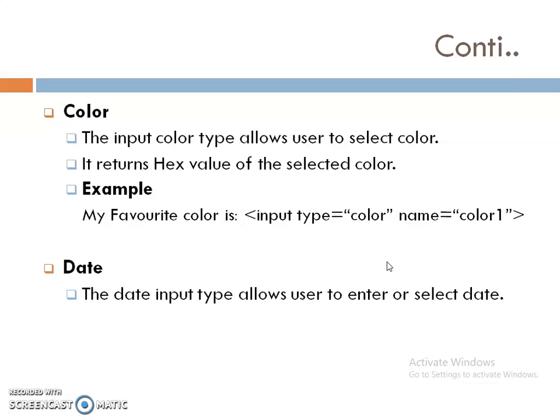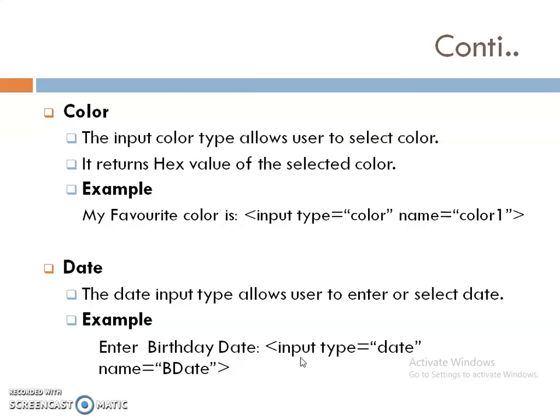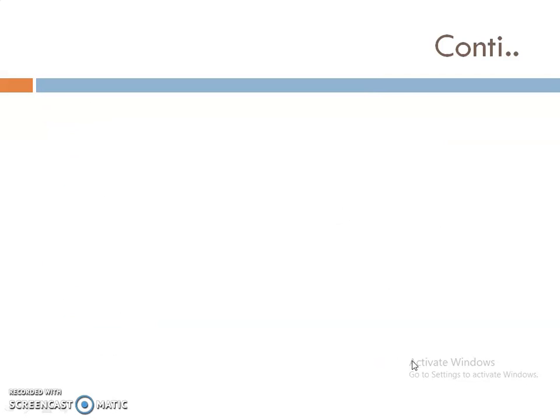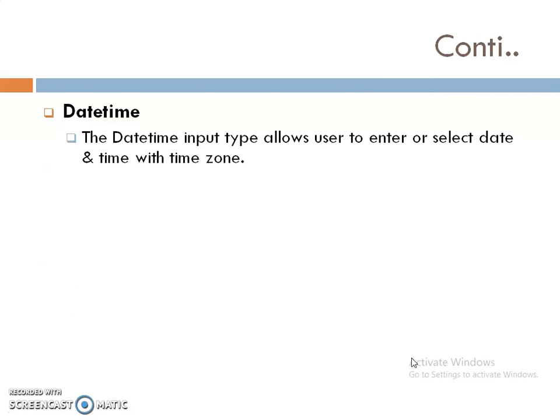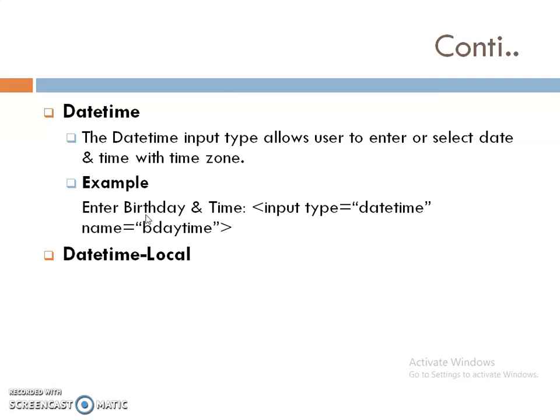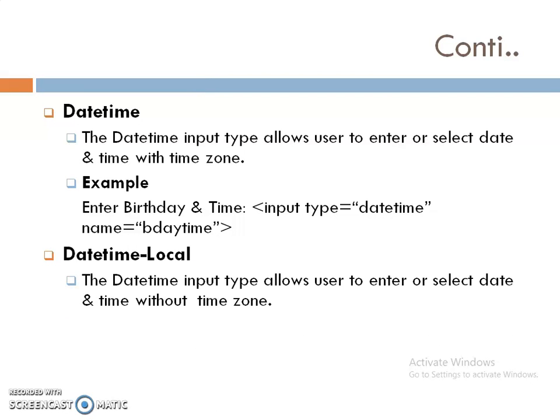Date. It allows the user to enter or select a particular date value. For example, enter birth date, and here we are creating an input field in which we allow only type is equal to date value. Date and time. It allows the user to enter a particular date and time with a particular time zone. For example, enter your birth date and time. Here we specify type is equal to datetime, and here we are giving a user defined name to the particular field.